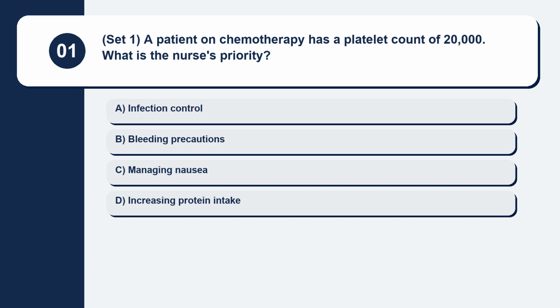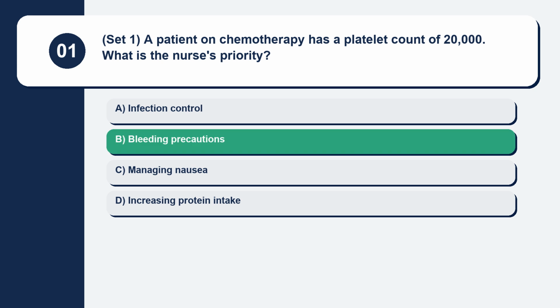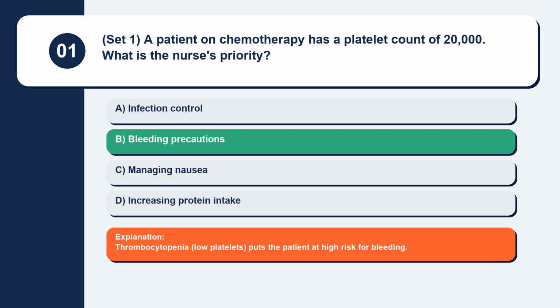NCLEX RN Practice Test. Question 1, Set 1. A patient on chemotherapy has a platelet count of 20,000. What is the nurse's priority? Infection control, bleeding precautions, managing nausea, increasing protein intake. Thrombocytopenia, low platelets, puts the patient at high risk for bleeding.